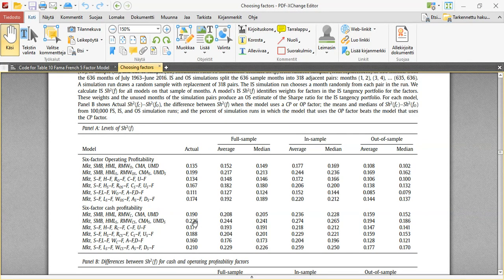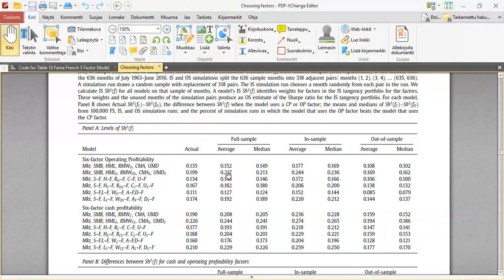We see here for the actual data, the Sharpe ratio of 0.226 of this model here is larger than the Sharpe ratio of this model here using operating profitability and small stocks, which is 0.199. Again, if we do the full sample simulation, building 100,000 artificial data sets, by drawing each factor randomly with replacement from the original data set, creating 100,000 samples, and then averaging the maximum squared Sharpe ratio across the samples.